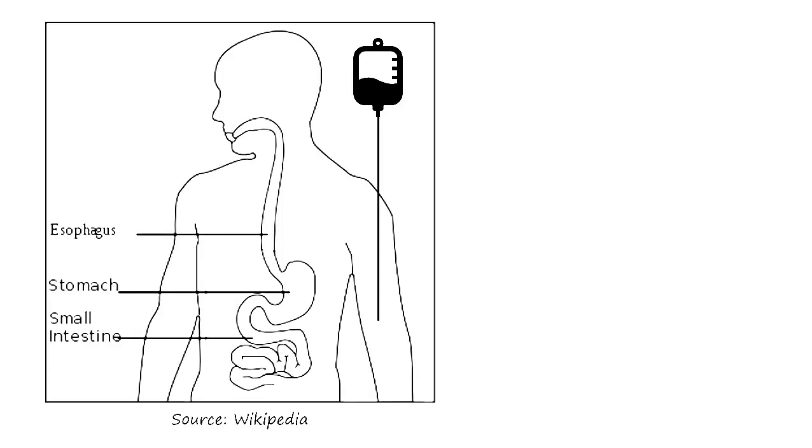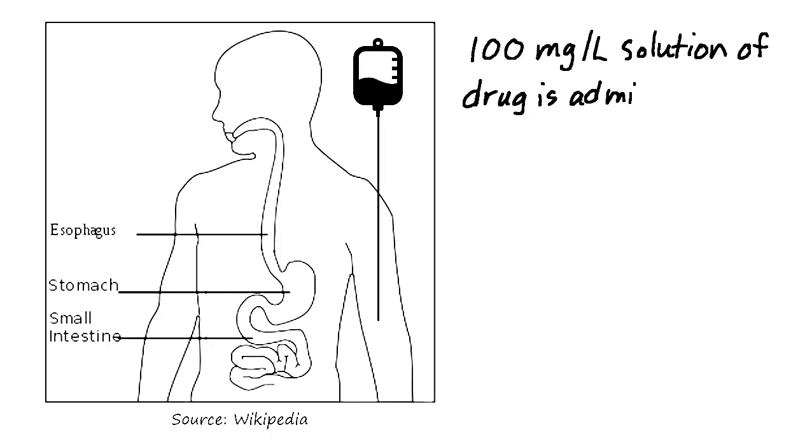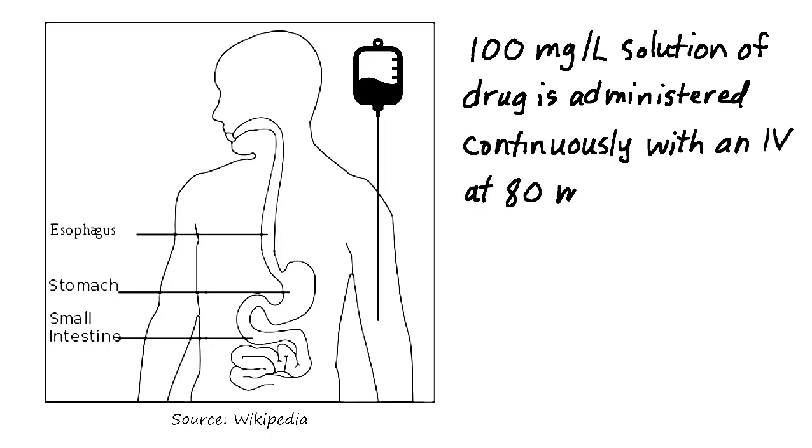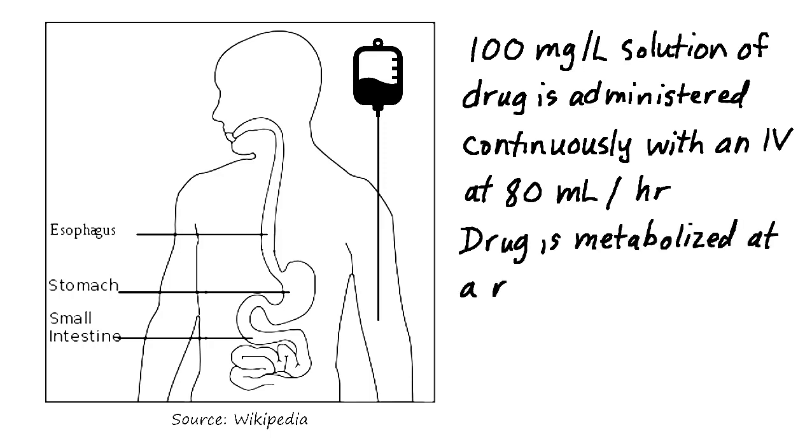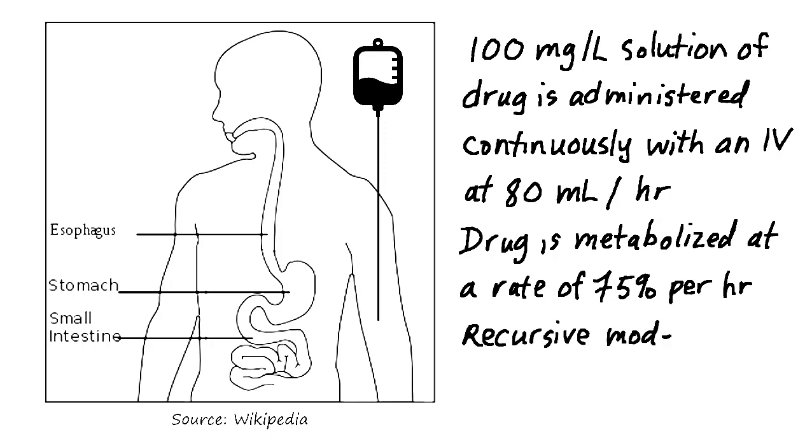Let's now use a conservation law to tackle a more complicated problem. Suppose a 100 mg per liter solution of drug is administered continuously with an IV at a rate of 80 milliliters per hour. We'll also suppose that the drug is metabolized at a rate of 75% per hour. Let's try to capture this with a recursive differential equation model.